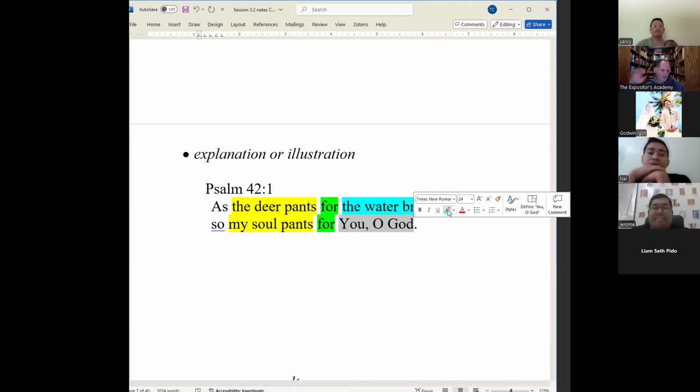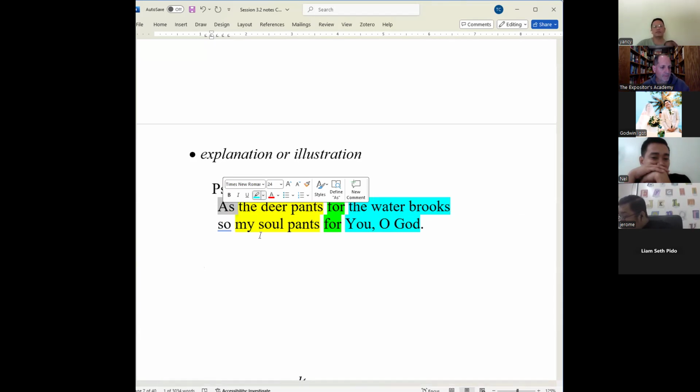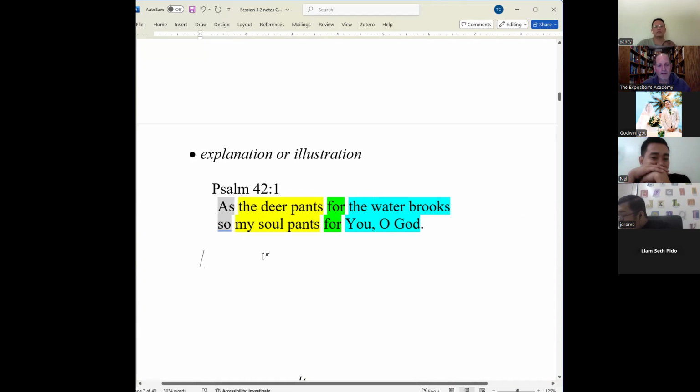Now, at first you might say, well, that looks like synonymous. But again, think about what's the link, what's the connection between these two lines. He's making a comparison, isn't he? He's not saying the same thing twice, right? Because notice the word as and so. Maybe I should highlight those in another color here. He's making a comparison here, or an illustration.